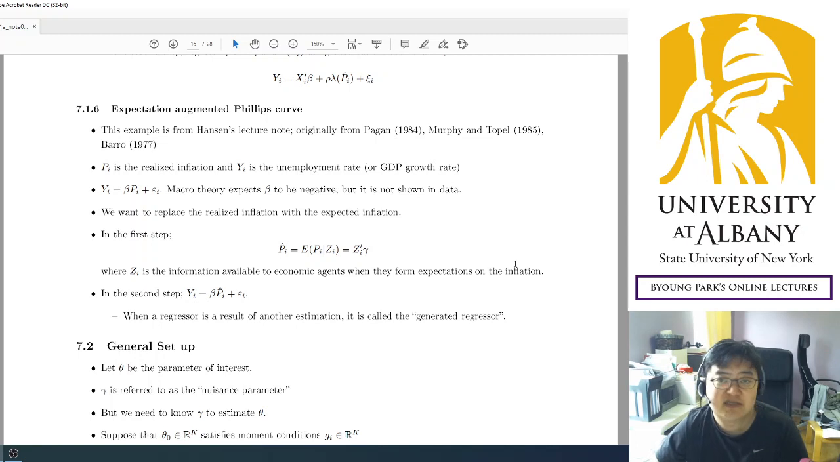In the next video, I will define a general framework for two-stage regressions, two-stage estimation, and we'll discuss some important points about when you use two-stage estimation.